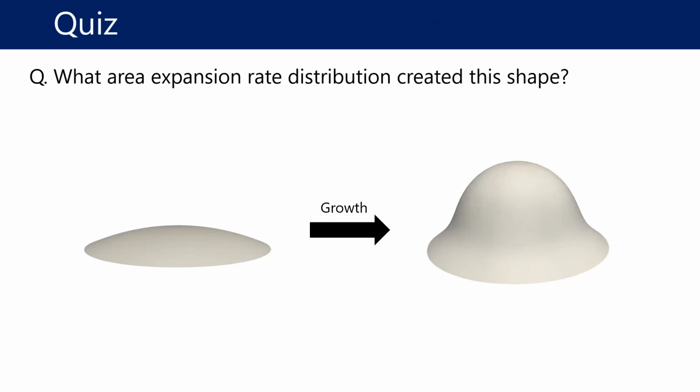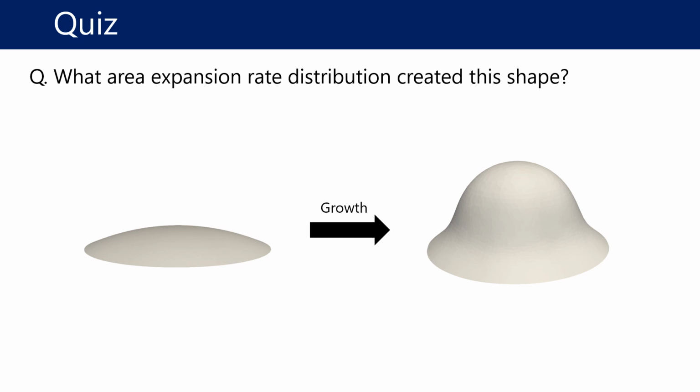To help you understand the key point of this topic, let's try three quizzes. In these quizzes you will see a final shape and think about its cause. Here, the cause means the spatial distribution of tissue growth, or in geometry, the area expansion rate distribution. The non-uniform distribution of expansion rates is very important for making 3D shapes.